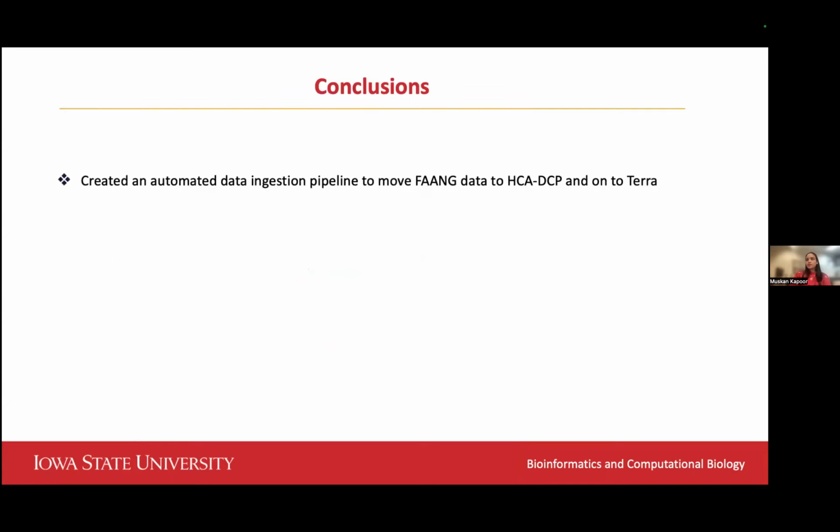So for the conclusions, we created an automated data ingestion pipeline to move FANG data to the HCA DCP and on to the Terra environment. The JSON files were created and updated for FANG and HCA portal. Metadata tables were created for a new creation, which was for FANG HCA data portal. And a GitHub page was created for training of data wranglers so that they can know how the data was created, how we perform all the ingestion pipeline.